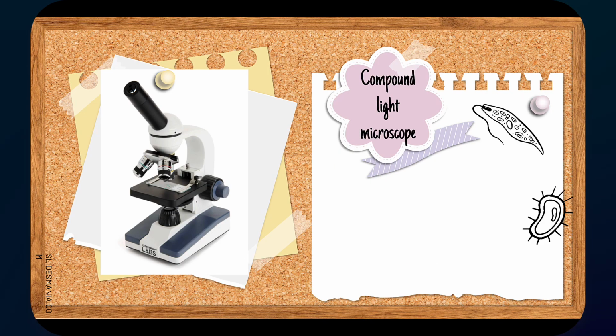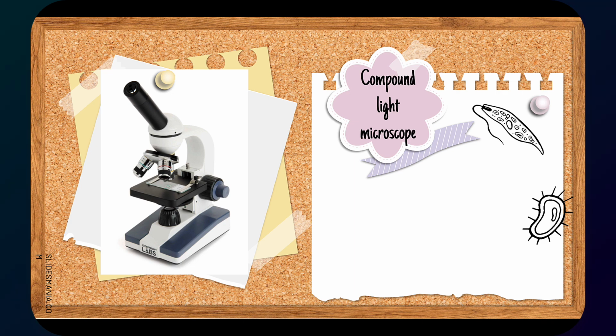The type of microscope we'll be using in the lab is what's called a compound light microscope. And there are several parts to this, each having a specific function and purpose. Let's look at each part of the microscope and its use.